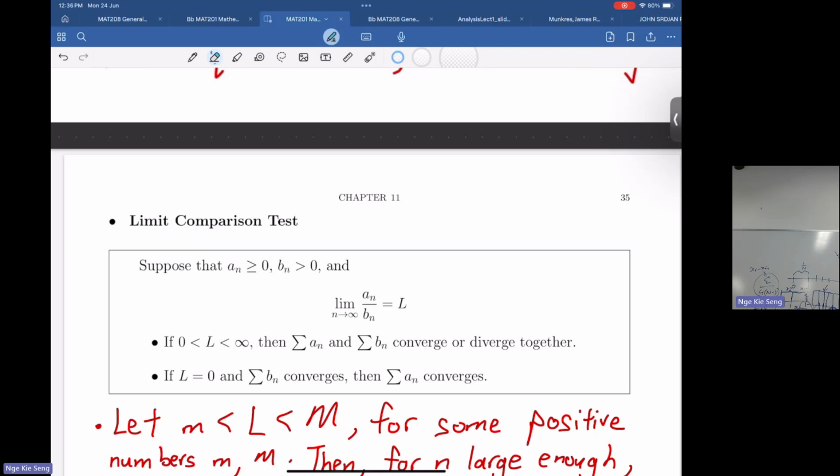So the surprising result is if you can find this L, and this L is a finite number between 0 and infinity, then these two series converge or diverge together. But if this L is 0 and also Bn converges, only then An converges. So L equals 0 has an extra condition. You need the denominator to converge first, so that the numerator will converge. Yes, question?